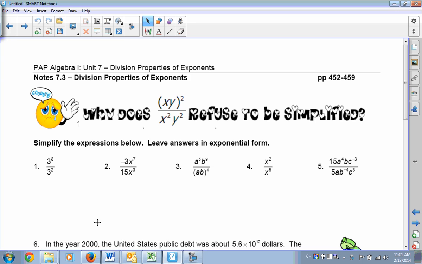Okay, so that we start off simple and easy. What's the common base here? 3. So we leave the 3 alone, and then subtract your exponents. 8 minus 2 is 6. And that's it, folks.